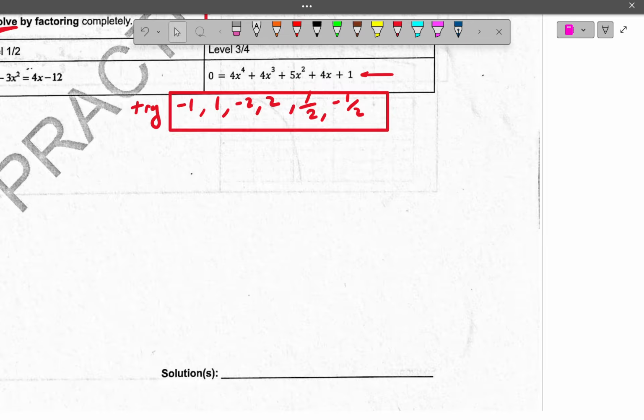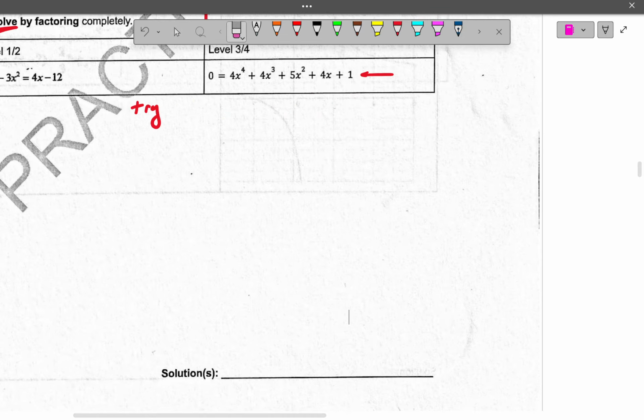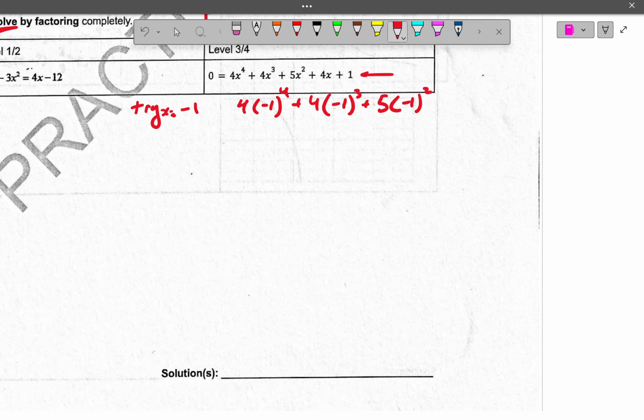It's sort of always the case that it's one of those. Maybe you have to try something else, but generally those are the answers. So I'm going to just try -1 and see if that works. If we let x equal -1, I'm going to get 4 times -1 to the 4th power plus 4 times -1 cubed plus 5 times -1 squared plus 4 times -1 plus 1, and see if that's going to be equal to 0.